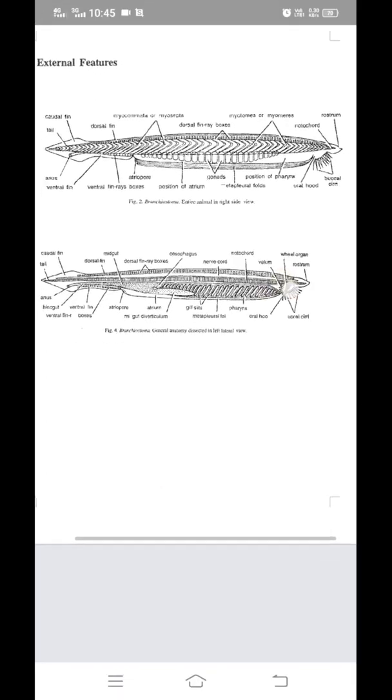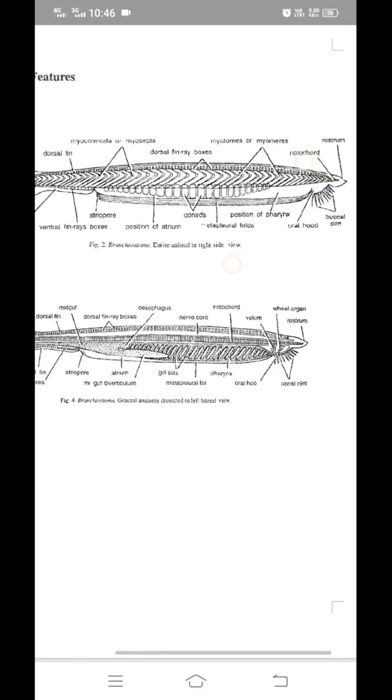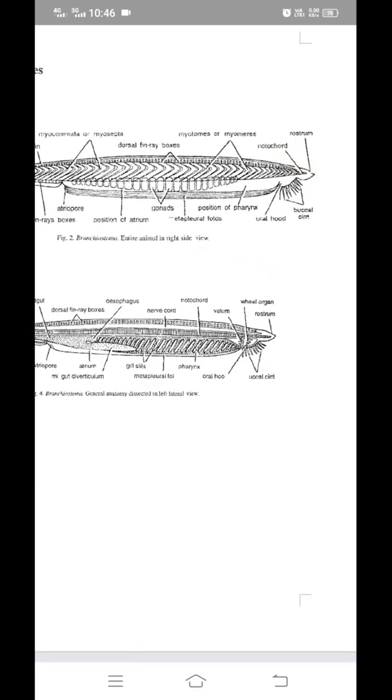Now talking about the divisions of the body, a true head is degenerate and absent in Amphioxus, and the body is divisible only into two regions. The larger anterior region forms the trunk, whereas the shorter post-anal region forms the tail. The anterior region of the trunk is projected in the front as a pointed snout or rostrum. Here you can see in the diagram, this is the anterior region which is projected forward and forms the rostrum.